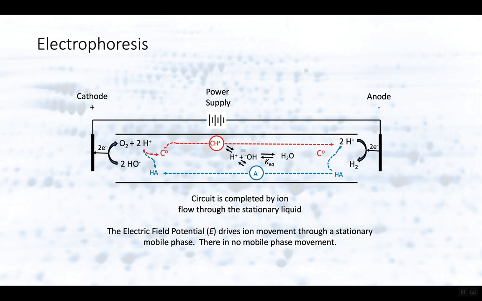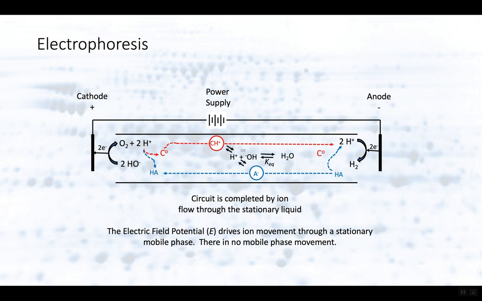Okay, so the circuit is really completed by ion flow through the stationary phase. The electric field potential, in other words, the voltage gradient between anode and cathode divided by the length of the electrophoretic channel, is what drives ion movement through a stationary mobile phase.